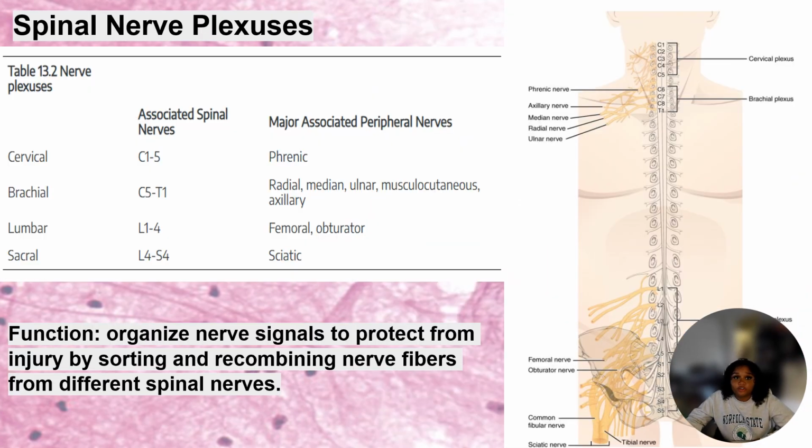And then your spinal nerve plexuses that I brought up before, those are at those enlargements, your cervical and lumbar enlargements. Those nerve plexuses are your cervical and brachial plexuses right here at your cervical enlargement, and then your lumbar and sacral plexuses that are here at your lumbar enlargement. The purpose of those is that they organize nerve signals to protect from any injury, and they do that by kind of like a feedback system. They sort and recombine those nerve fibers from different spinal nerves.